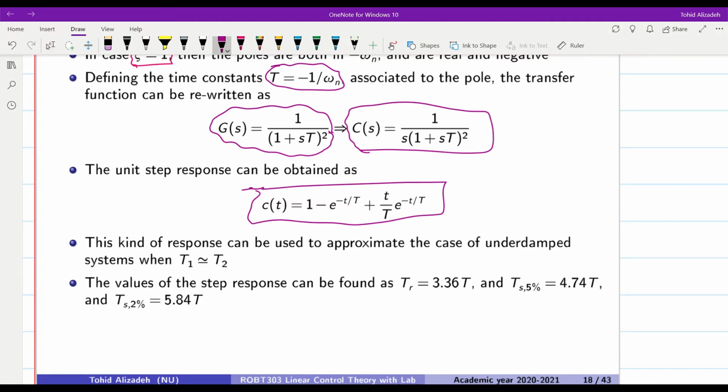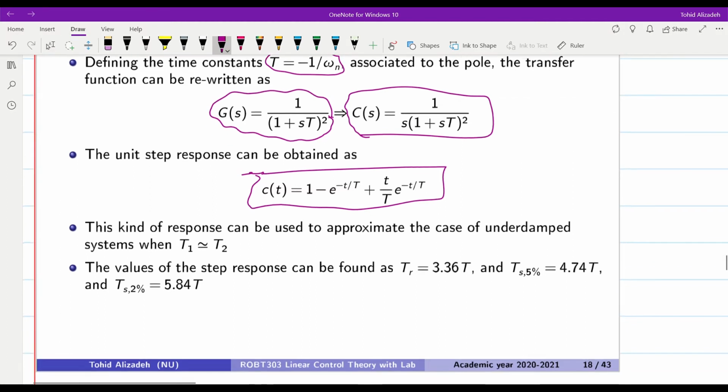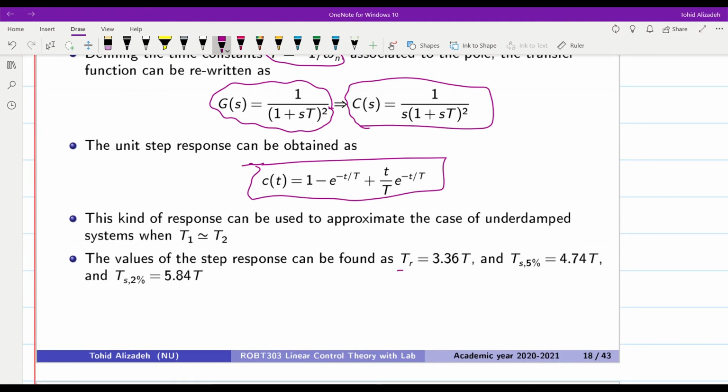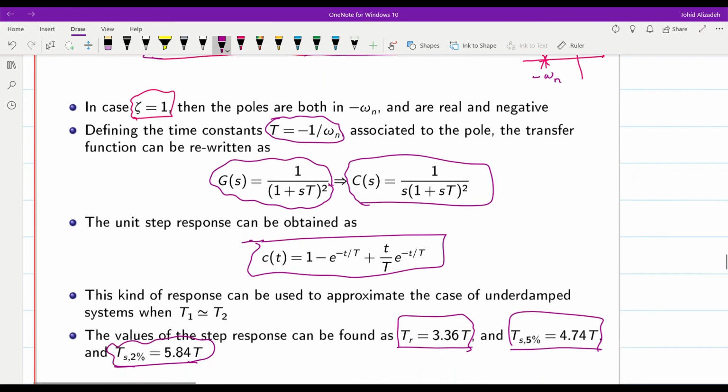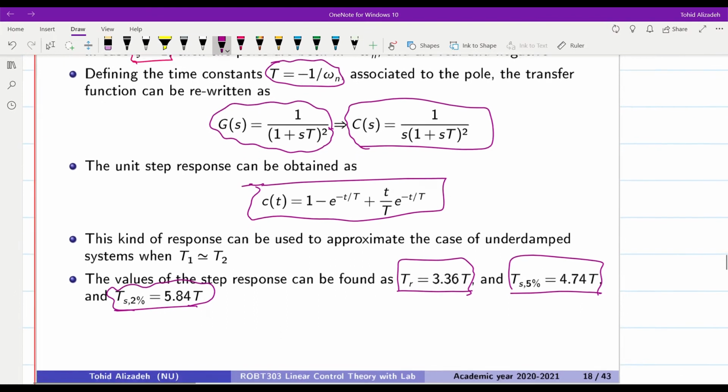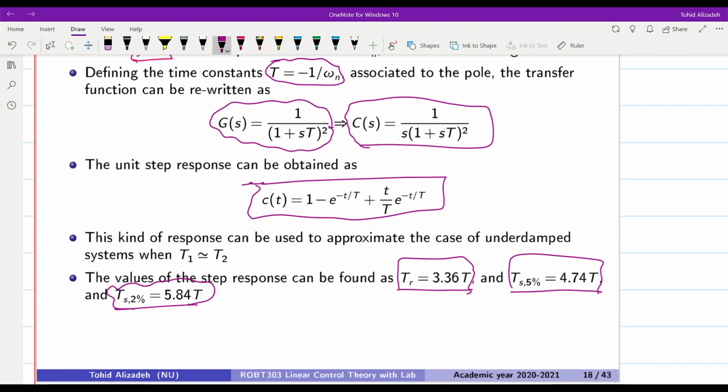And for this critically damped system, we can find out the rise time and settling time for 2% and 5%, referring to the expressions that we have here. On the other hand, the critically damped system could be used as an approximate case for the underdamped systems when T1 and T2 are close to each other.